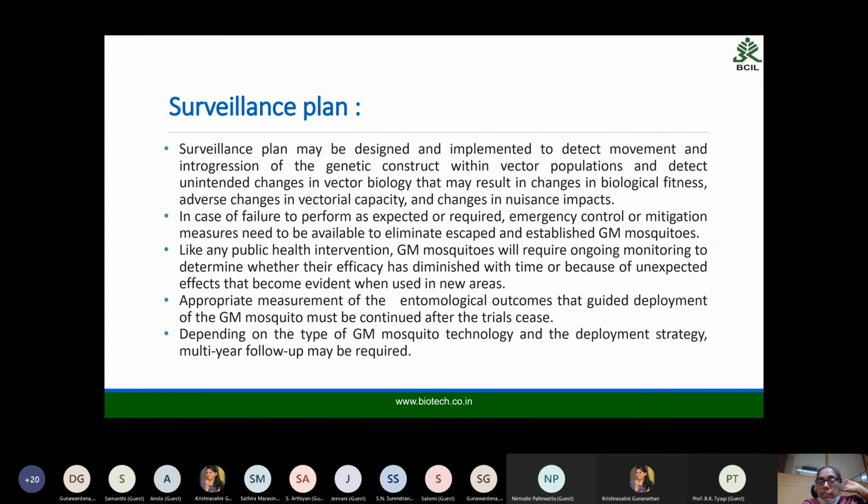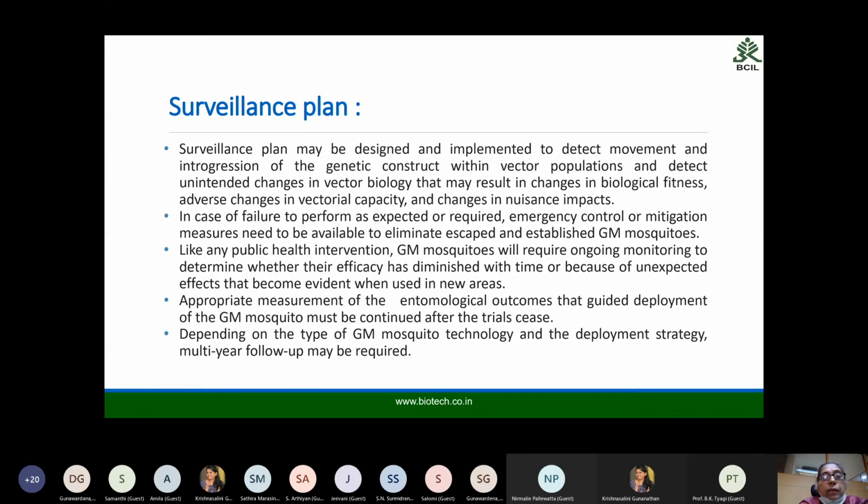The surveillance plan is designed and implemented to detect movement and integration of the genetic construct also, within the vector populations, and detecting any unintended changes in the vector biology that may result in changes in the biological fitness, adverse changes in the vectorial capacity, and changes in the nuisance impacts. In case of failure to perform as expected, things may not happen the way we want. The emergency control or mitigation measures should also be available to eliminate the escaped or established GM mosquitoes.